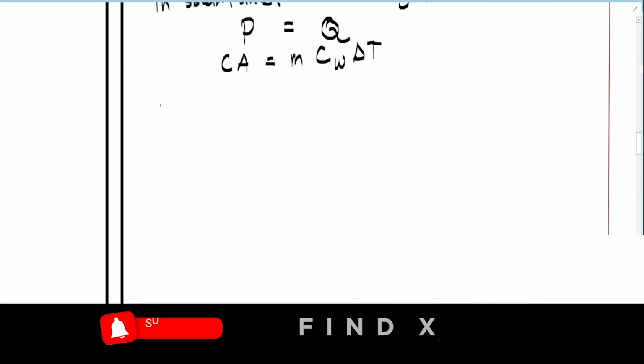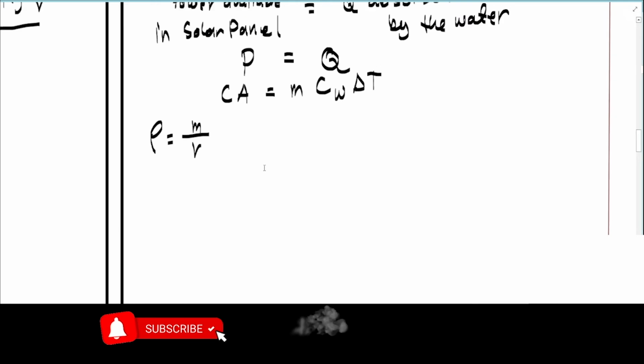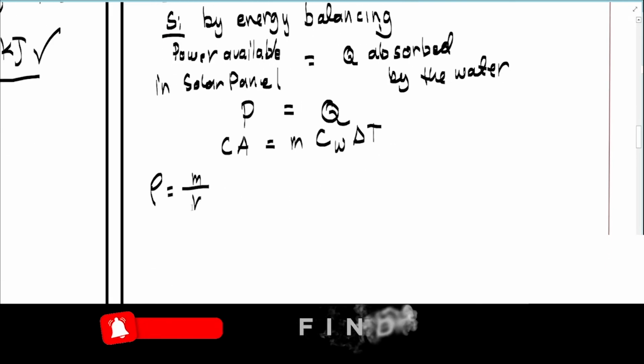Okay, so what do we do from here? Let's use the volume density again. So rho is equal to m over v. Why do I use this one? Since we don't have v, we don't have volume, but we have volume flow rate. So to make the equation balance for the volume density, that's m over v.